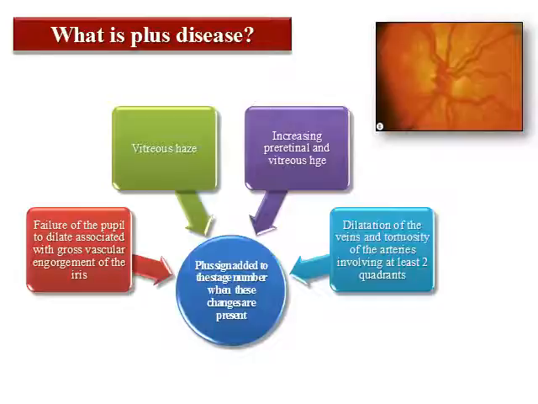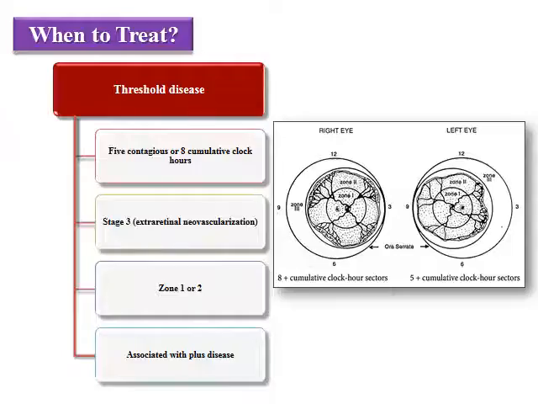These include failure of the pupil to dilate associated with gross vascular engorgement of the iris, vitreous haze, increasing retinal and vitreous hemorrhage, dilatation of the veins and tortuosity of the arteries involving at least two quadrants. So any one of these, we will add the term plus.